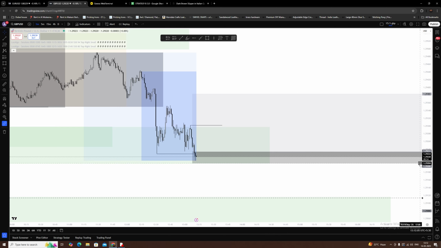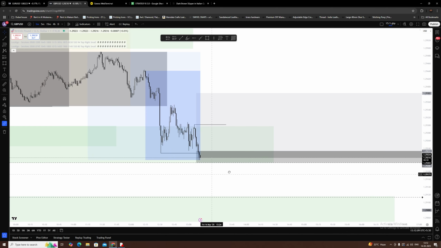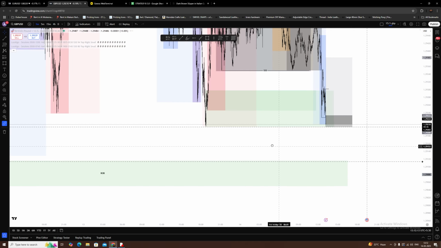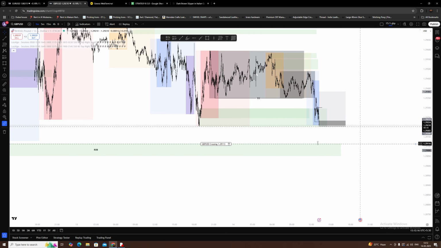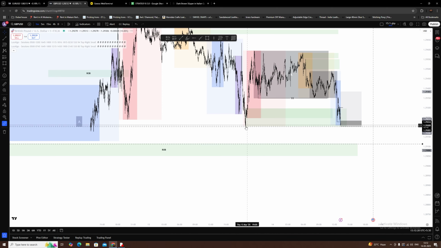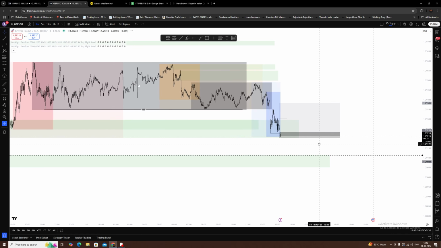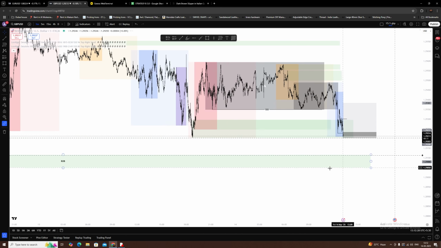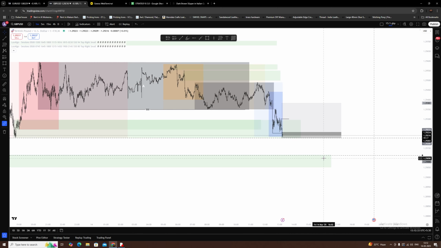So let me set an alert here. In case it breaks, we have no trade. Maybe we can look to take a trade from this order block, as this is a previous day low. It can also be swept, and this could be considered liquidity and can react off of this order block.